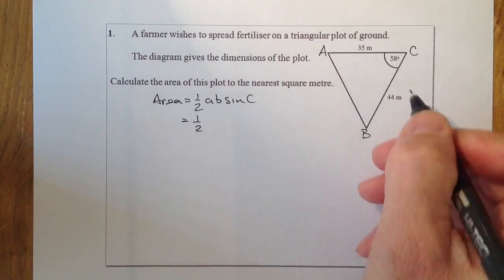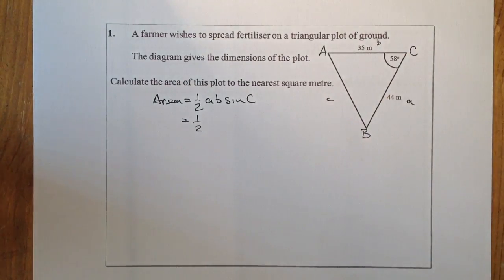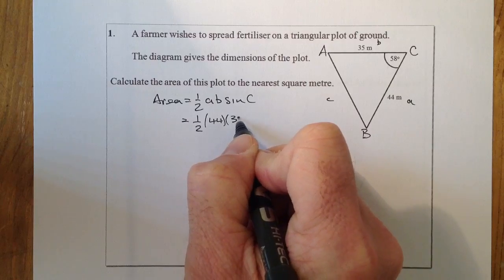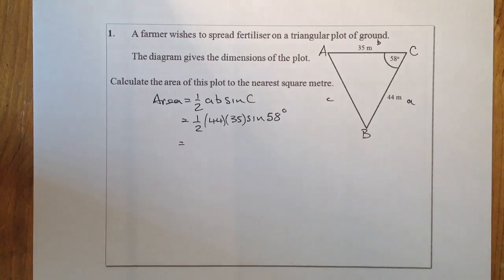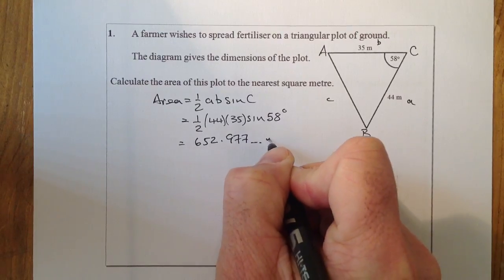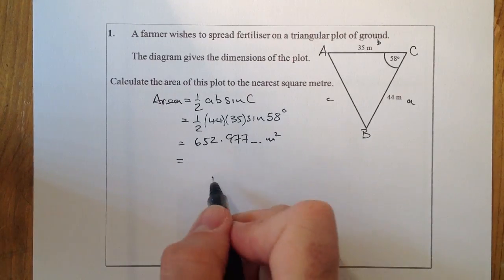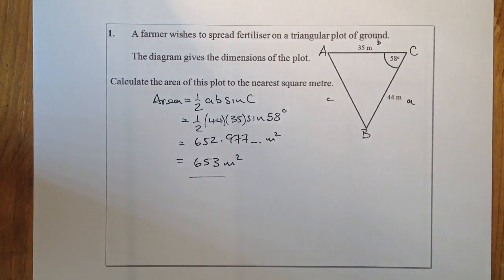Substitute in: across from A will be a, across from C is c, and across from B is b. So a half, 44 and 35, times the sine of the angle, which is 58 degrees. I'll punch that whole thing into my calculator, making sure it's in degrees, and I get 652.977 and a bit more, in square metres. Rounding to the nearest square metre gives 653 square metres. That's the question complete.